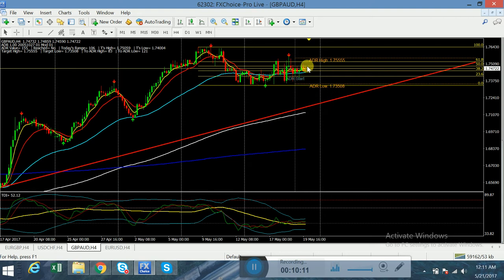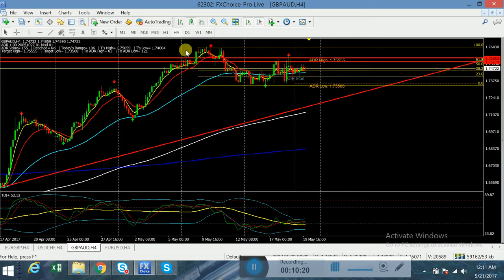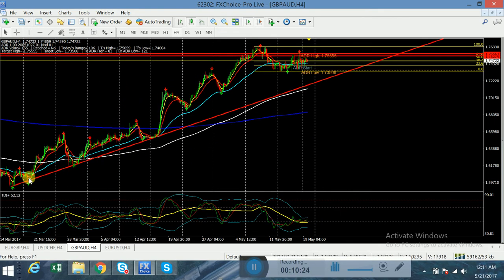61.8 for the 50. So, looks like we're getting a good strong zone here for sales. Now, mind you, we're looking at the 4-hour chart. You have to understand where price reacts is how price correlates with the moving averages.